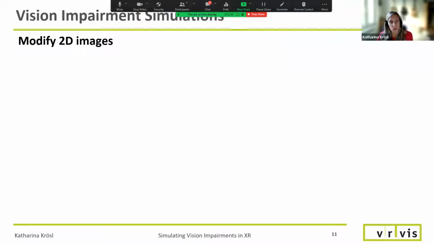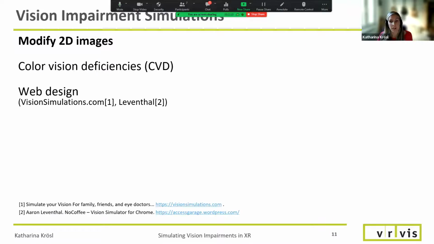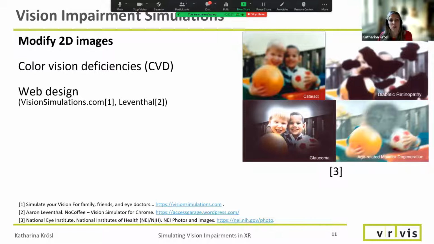An approach that is used a lot to show people the effects of vision impairments is to modify 2D images. This has been used in various works on simulating color vision deficiencies, and also in web design in order to let designers test their websites for accessibility. The images you can see here are well-known images of vision impairments provided by the National Eye Institute of North America, and they inform a lot of research in this area.